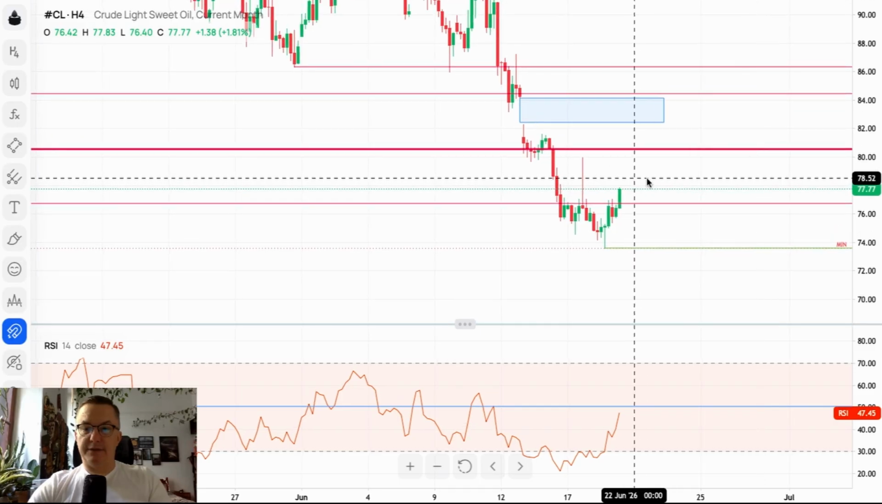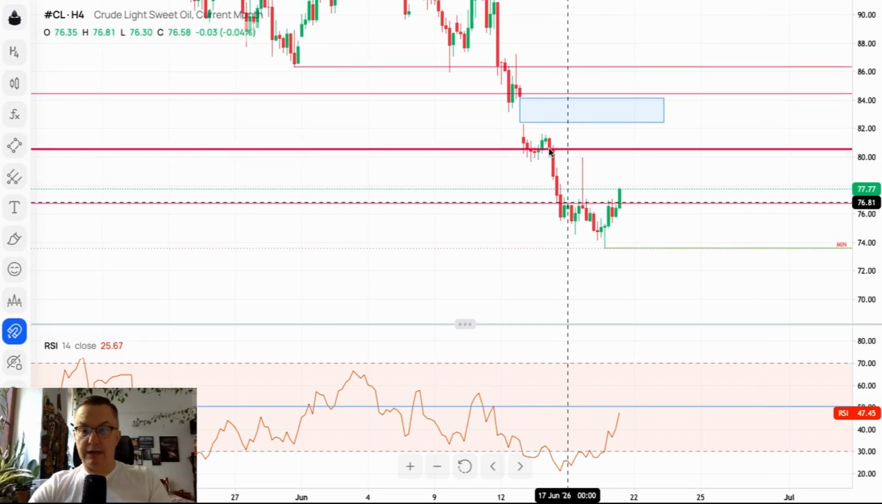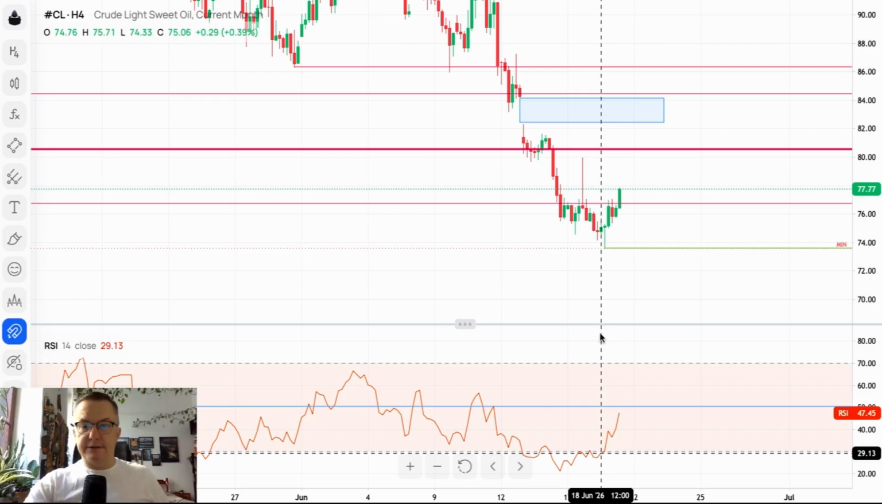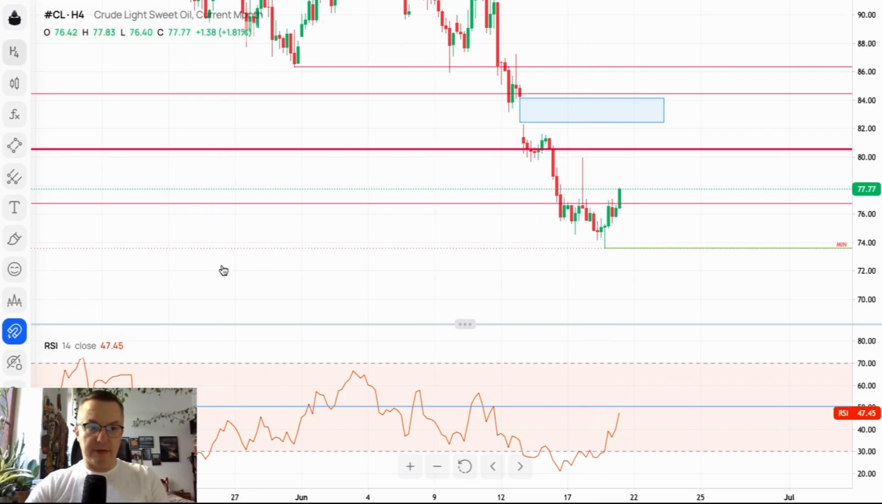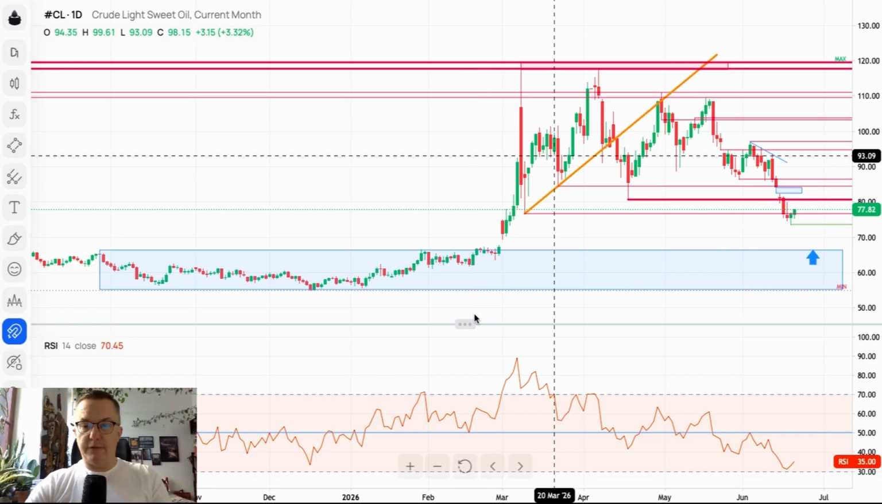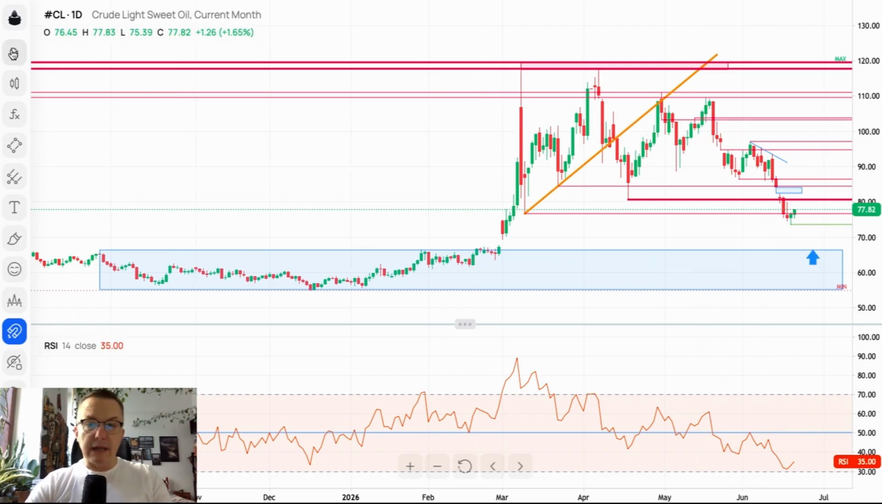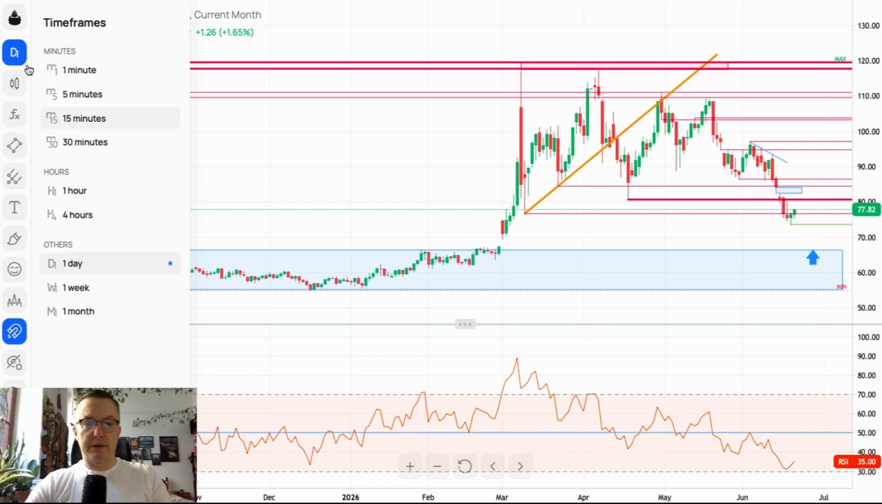As you can see, after breaking the level of 80, we went as low as 73 very quickly. So this movement to the downside is really accelerating, and it looks like our area, this blue area that we have on our chart, might be hit sooner or later if this kind of momentum will sustain.